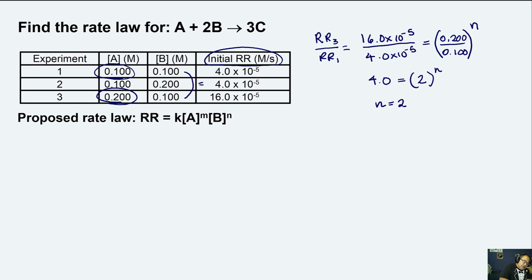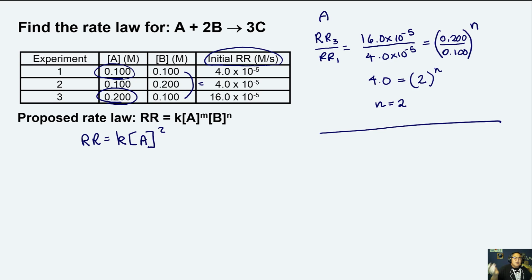So I know that my reaction rate law is going to be K times A to the second, but I don't know what happens with B yet. So this is just to figure out A. I like to do them in order. You don't have to, but I like to. Now I need to look for the set of conditions where the concentration of B changes but A doesn't. So that's experiments 1 and 3 up here, and the experiments that we're looking for are experiments 1 and 2.